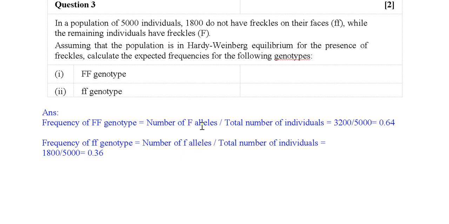Previously I took the number of capital F alleles. Now to determine the small f genotypic frequency, we take the number of small f alleles, which is given as 1800, and divide it by the total number of individuals, which is 5000, already given. This gives 1800 by 5000, that means 0.36. So the frequency of the capital F genotype is 0.64, and the frequency of the small f genotype is 0.36. This is the answer for this question.